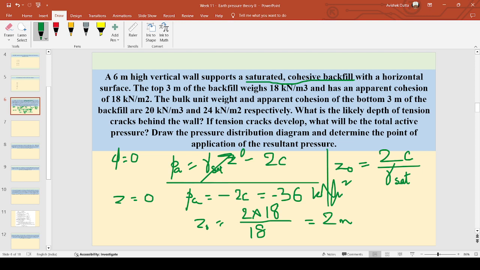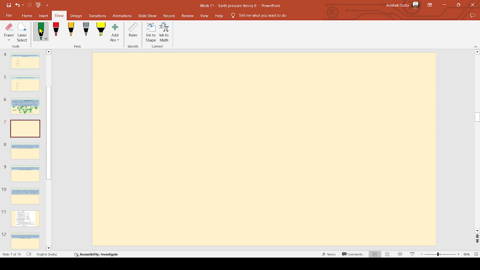Yes, sir. Now, for drawing the pressure distribution diagram, I hope you have drawn the pressure distribution diagram, obviously, because otherwise you cannot solve it. You have drawn it, yes, right? Yes, sir, I have drawn, sir. Okay, just validate it. Now we'll first find out at specific levels.